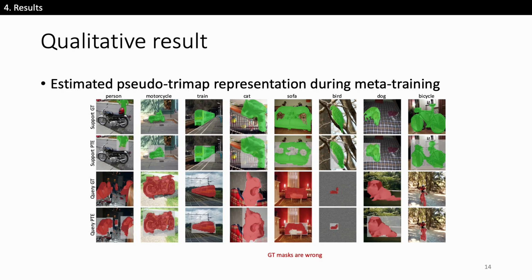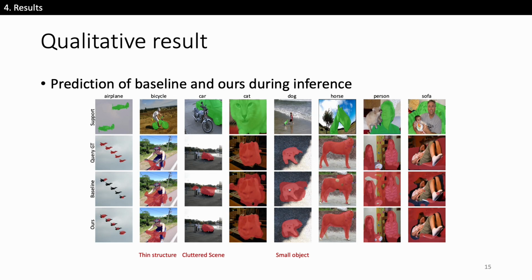This figure shows the estimated pseudo-trimap representation during meta-training. We can see background pixels inside bounding boxes form the gray zone as expected. Ours also gets enhanced segmentation results compared to the baseline in complicated scenes during inference.